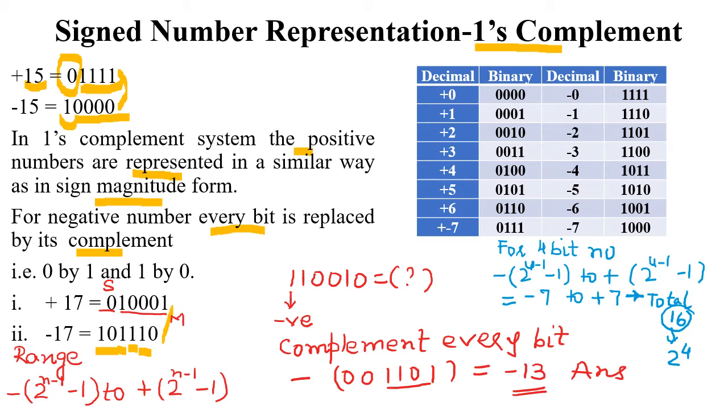The range is from minus 2 to the power n minus 1, minus 1, to plus 2 to the power n minus 1, minus 1. For a 4-bit number, the range is minus (2 to the power 4 minus 1, minus 1), that is 2 to the power 3 minus 1, that is 8 minus 1, minus 7, to plus (2 to the power 4 minus 1, minus 1), which is equal to 2 to the power 3 minus 1, that is 8 minus 1, that is plus 7.